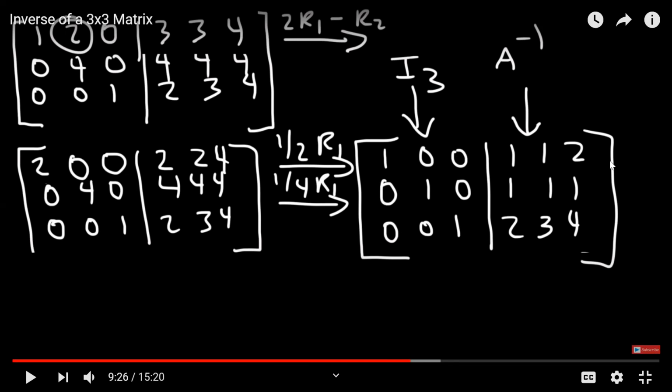On the right hand side, whatever we get, if you remember, initially we had an identity on this side. Now this identity is being transformed into this matrix 1 1 2, 1 1 1, 2 3 4. So once this side becomes the identity matrix, the other side becomes A inverse. That is how we usually find A inverse for 3 by 3 matrices.